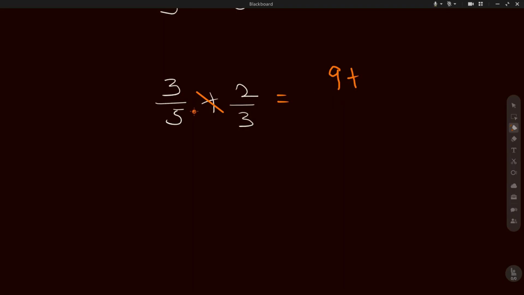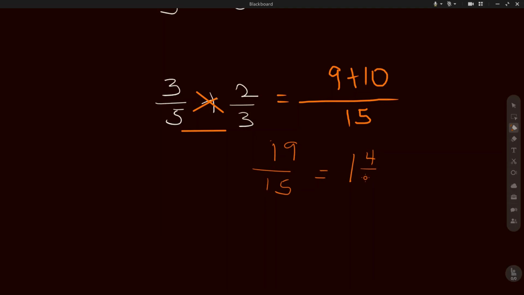Then plus, you multiply this way. 5 times 2 will give 10. Then you say over, then you multiply the denominator. 5 times 3 will give 15. So this will give 9 plus 10, that's 19. So the answer will be 19 over 15, and that will be one whole number 4 over 15.